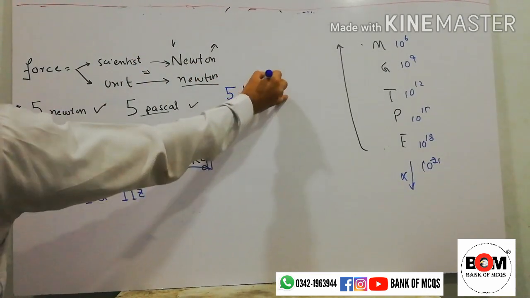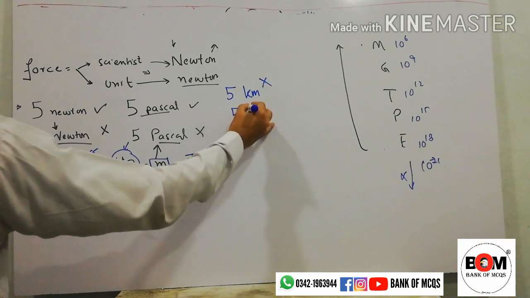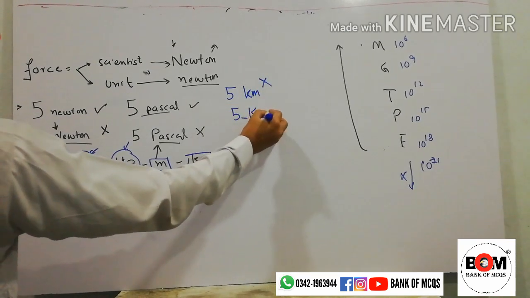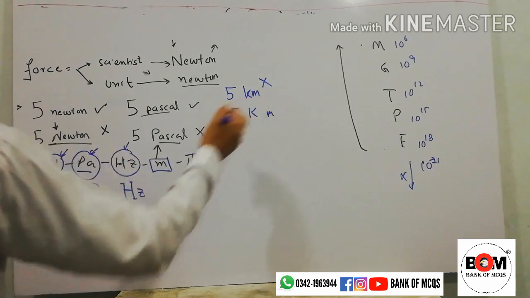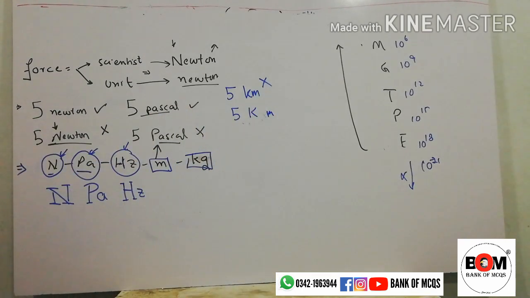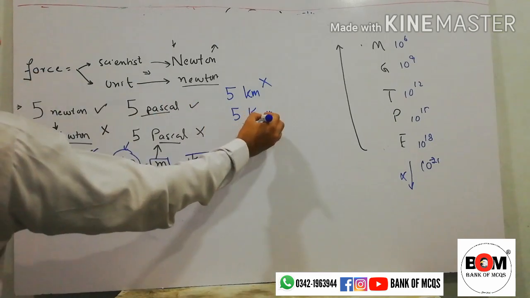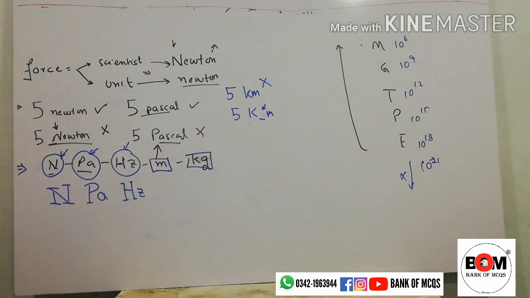You can't write it this way, this is wrong. We will write 5, space, k, m, so there will be one space between the number and the unit. The prefix is in units. So you must give one space. Write it one space apart.